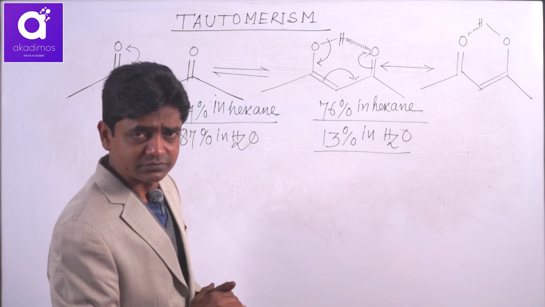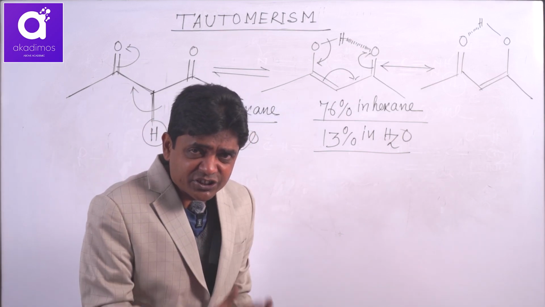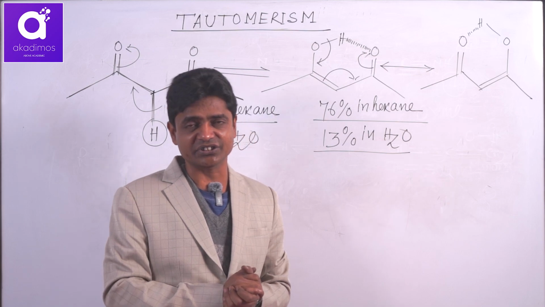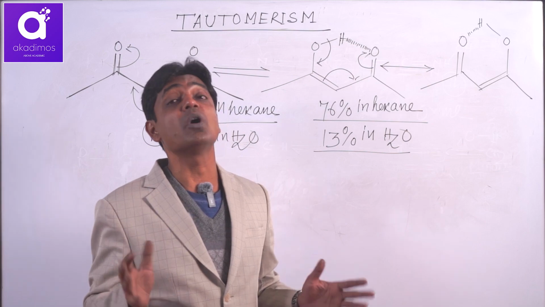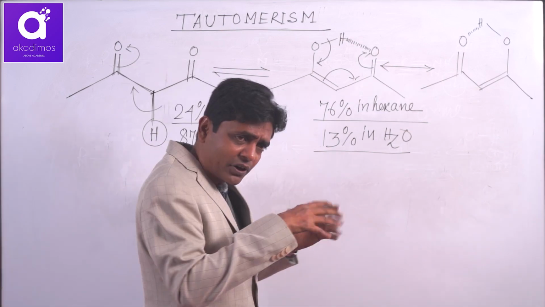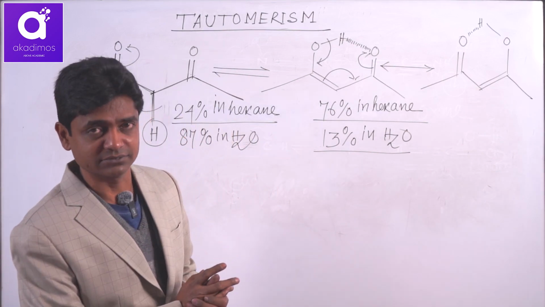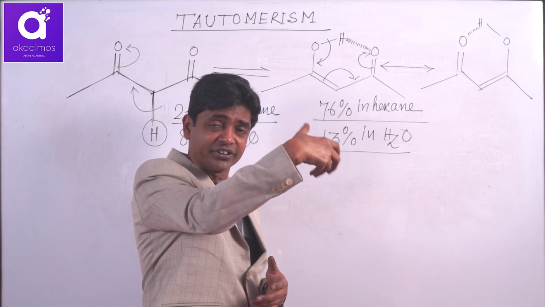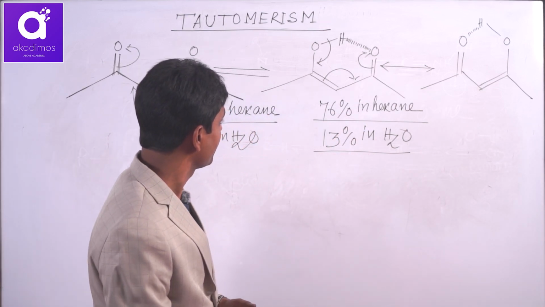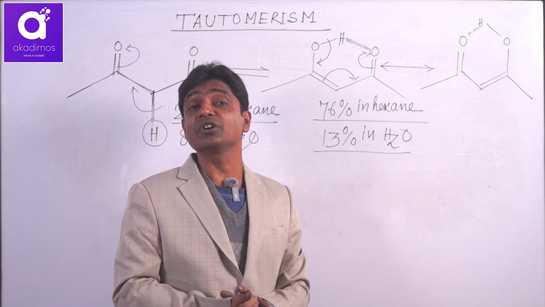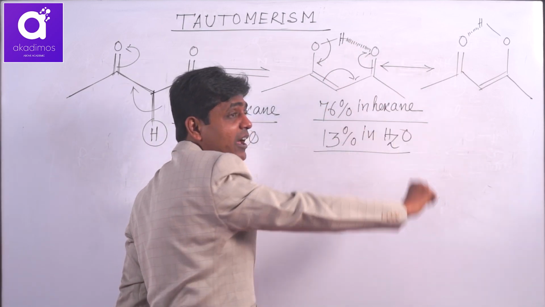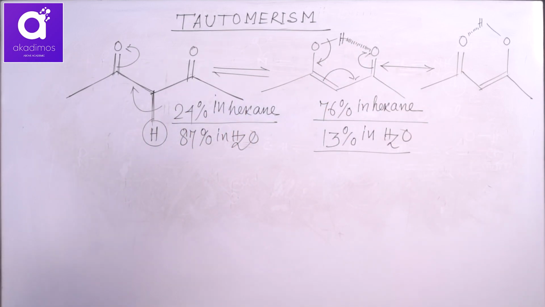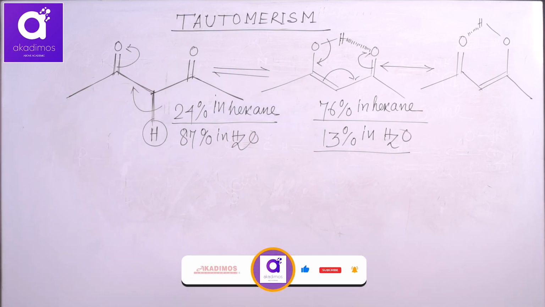Actually, first I am discussing why its percentage decreases with increase of polarity of solvent, and it is minimum in water. Why? Ring formation for a 6-membered ring is one reason, but the most important reason I will discuss later. If you increase the polarity of the solvent, then the intramolecular hydrogen bond efficiency decreases.